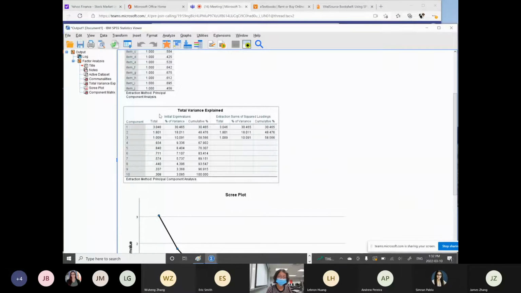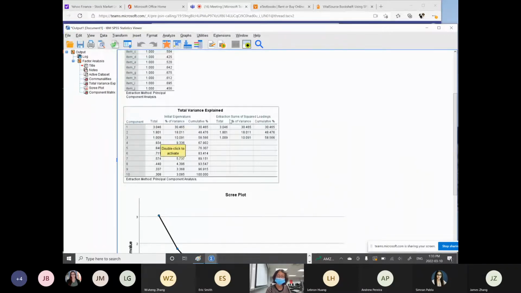In this table, we have 10 variables here as the components. And over here, you have initial eigenvalues. We hope to see bigger eigenvalues. So we use 1 as the benchmark, the cutoff. Only 3 components are greater than 1.